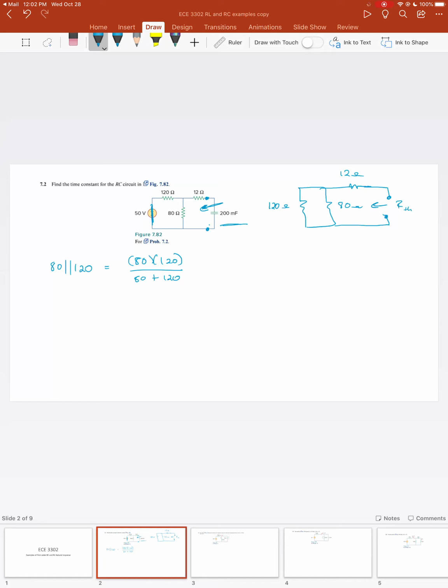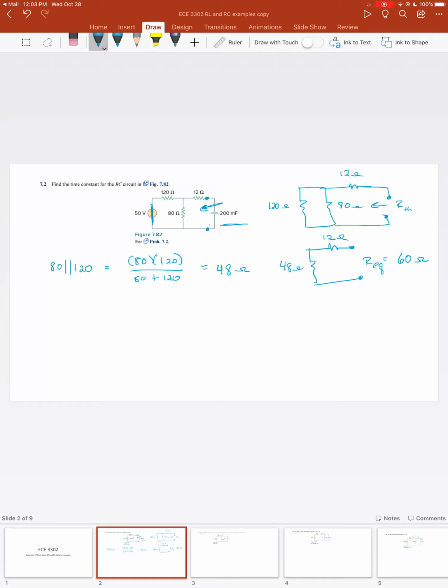So 80 times 120 is 9,600, and if I divide that by 200, I actually end up with 48. Okay, so that's 48 and 12, and then here are my terminals. So our equivalent is 12 plus 48, or 60 ohms. So 60 ohms was the total.